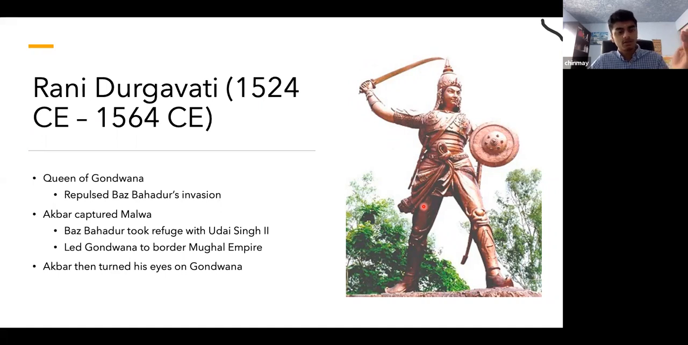So after Malwa was captured by Mughal invaders, Baz Bahadur of Malwa later took refuge with Uday Singh. So you can see the parallel of how all these events were happening. This led Gondwana to then border the Mughal Empire, and the Mughal Empire then set their sights on invading Gondwana. Akbar then set his sights on taking Gondwana and its riches.